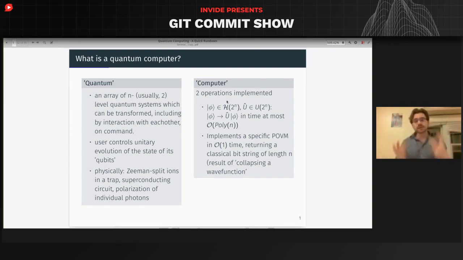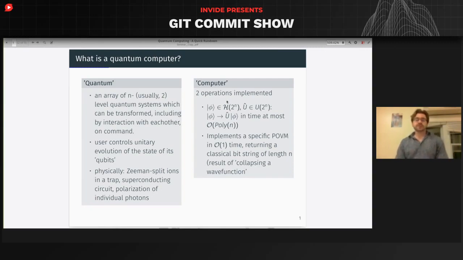It's a computer in the sense that it implements exactly two operations. The first is that applying a unitary in the 2 to the n unitary group acting on vectors in the 2 to the n Hilbert space, no matter the unitary and no matter the state, takes time at most polynomial in n. Specifically, it should be no greater than n squared.